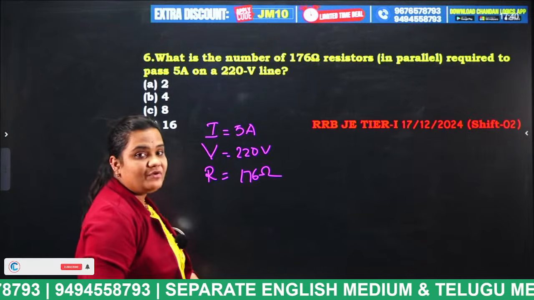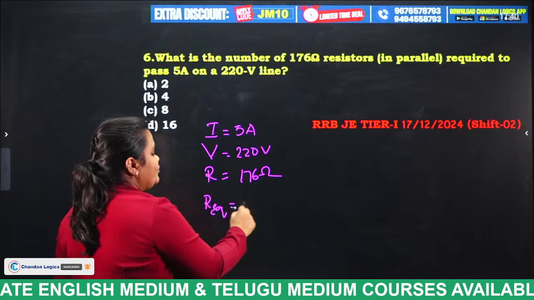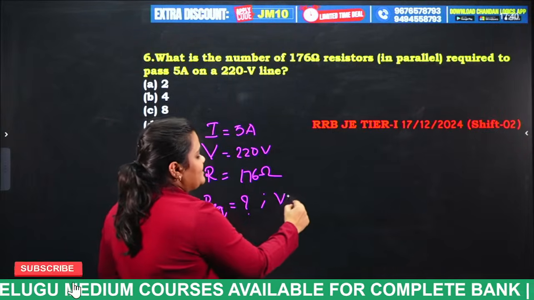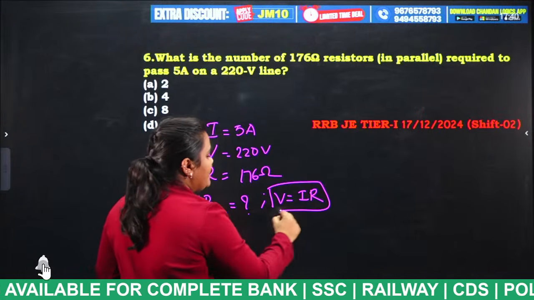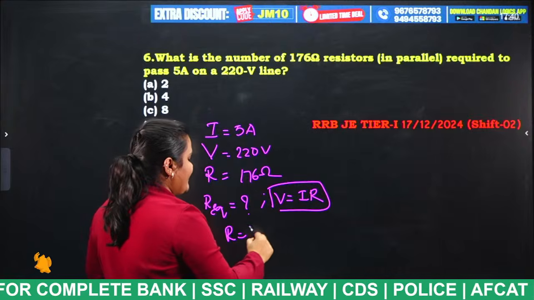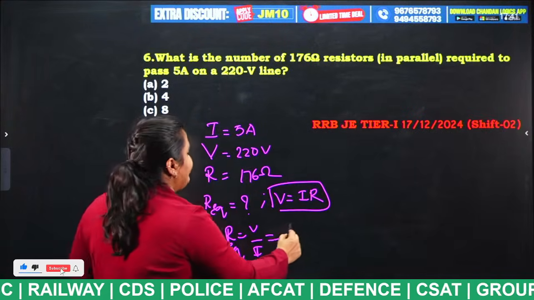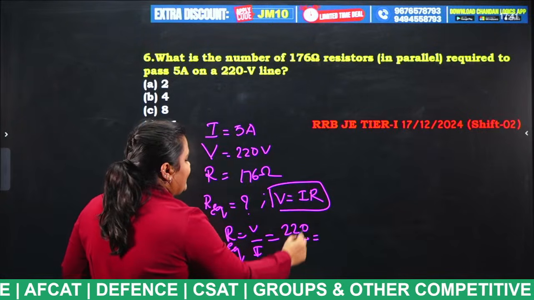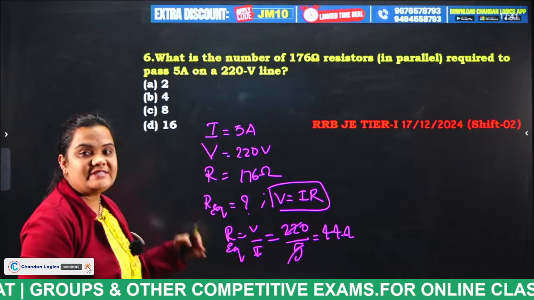Now what we have to find? We have to find the equivalent resistance. How to find this equivalent resistance? We know the formula of Ohm's law, right? V is equal to IR. From this Ohm's law equation, R will be V by I. Now what is R equivalent? R equivalent will be 220 by 5. So what is 220 by 5? 44 ohms.